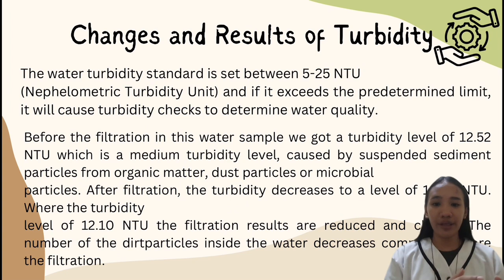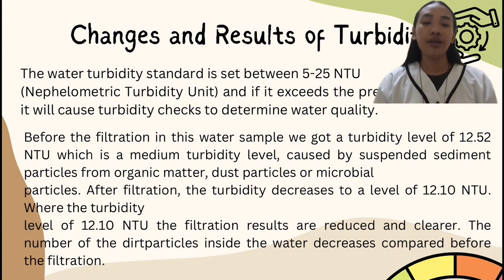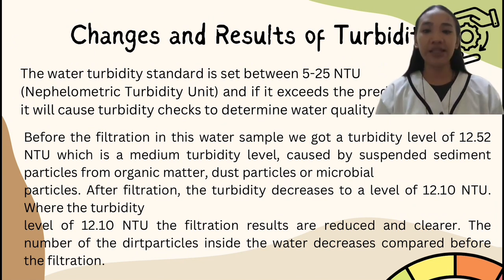Filtration process and decrease in turbidity. After undergoing filtration treatment, the turbidity level of the water sample decreased to 12.10 NTU. This reduction in turbidity signifies an improvement in water clarity and quality post-filtration.